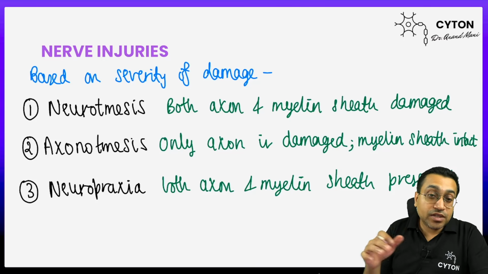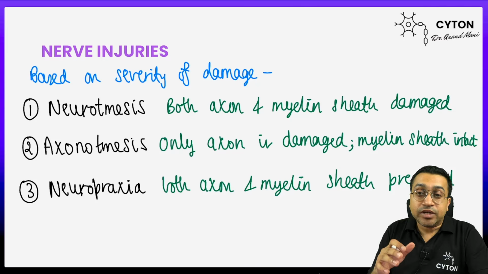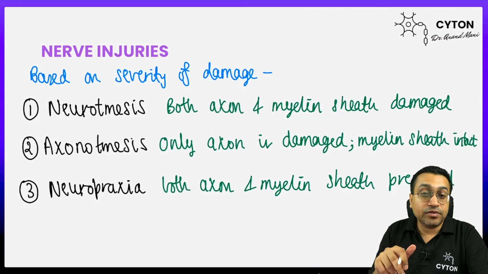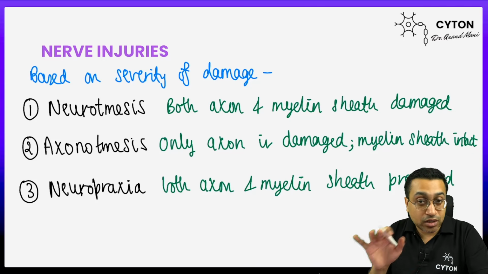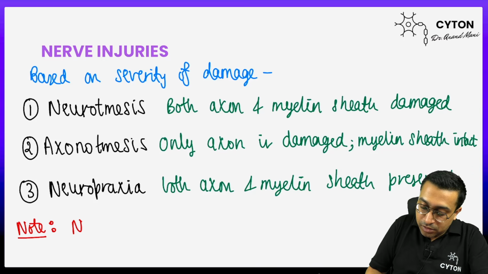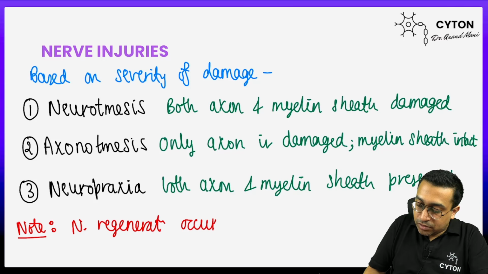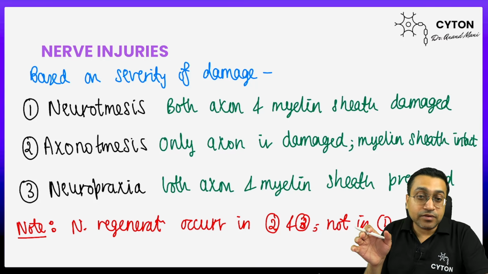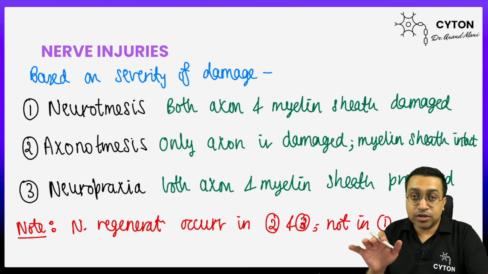So nerve regeneration occurs in the peripheral nerve in case of neuropraxia and axonotmesis, but in case of neurotmesis, the nerve regeneration does not occur. Okay, so you can write this note. Nerve regeneration occurs in 2 and 3, not in 1. In case of neurotmesis, the nerve regeneration does not occur.